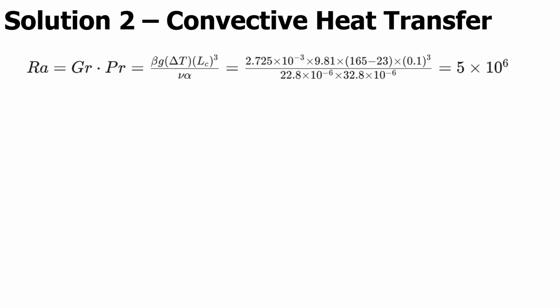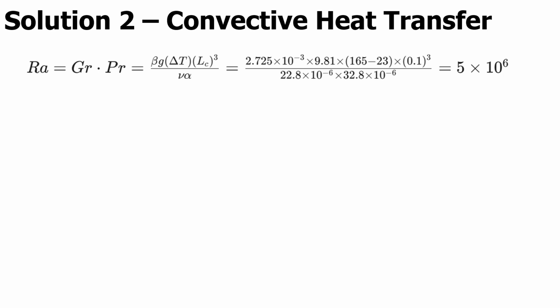Next, we need to calculate the Rayleigh number, RA, which is crucial for determining the convective heat transfer. The Rayleigh number is the product of the Grashof number and the Prandtl number. And the formula is given as shown, where LC is the characteristic length, which for a horizontal cylinder is its diameter. So substituting the values and calculating yields a Rayleigh number of 5 times 10 to the power 6.